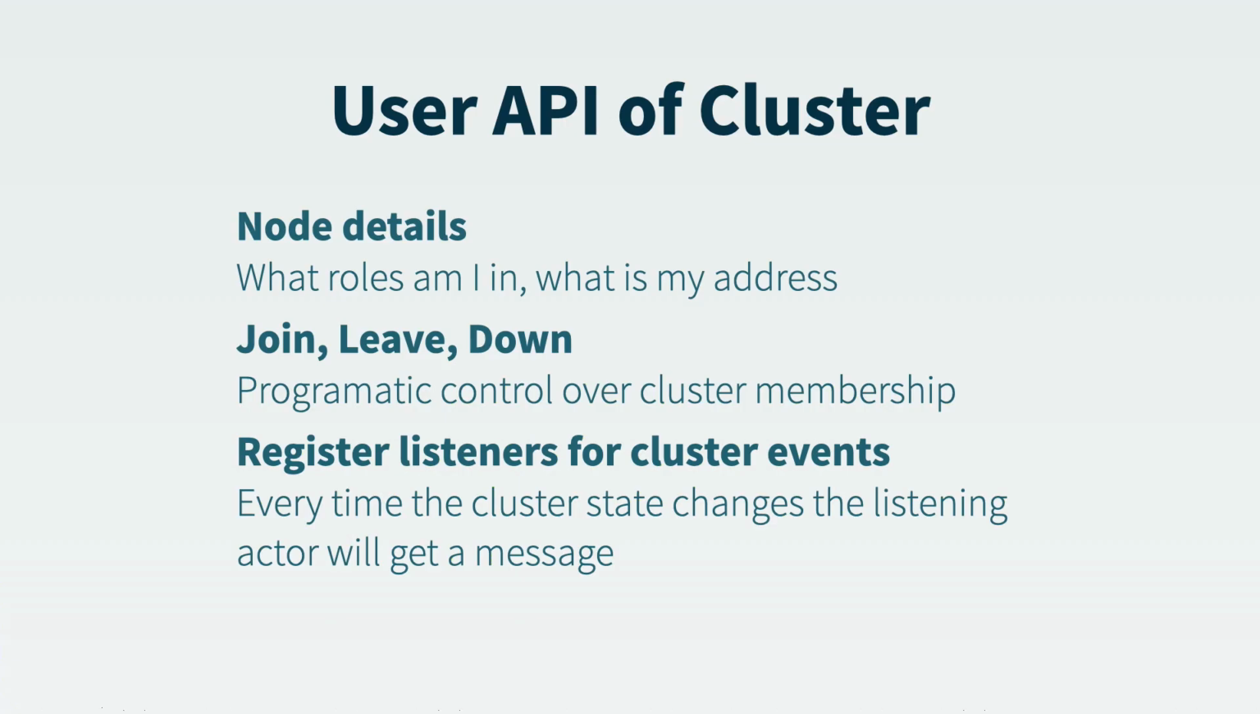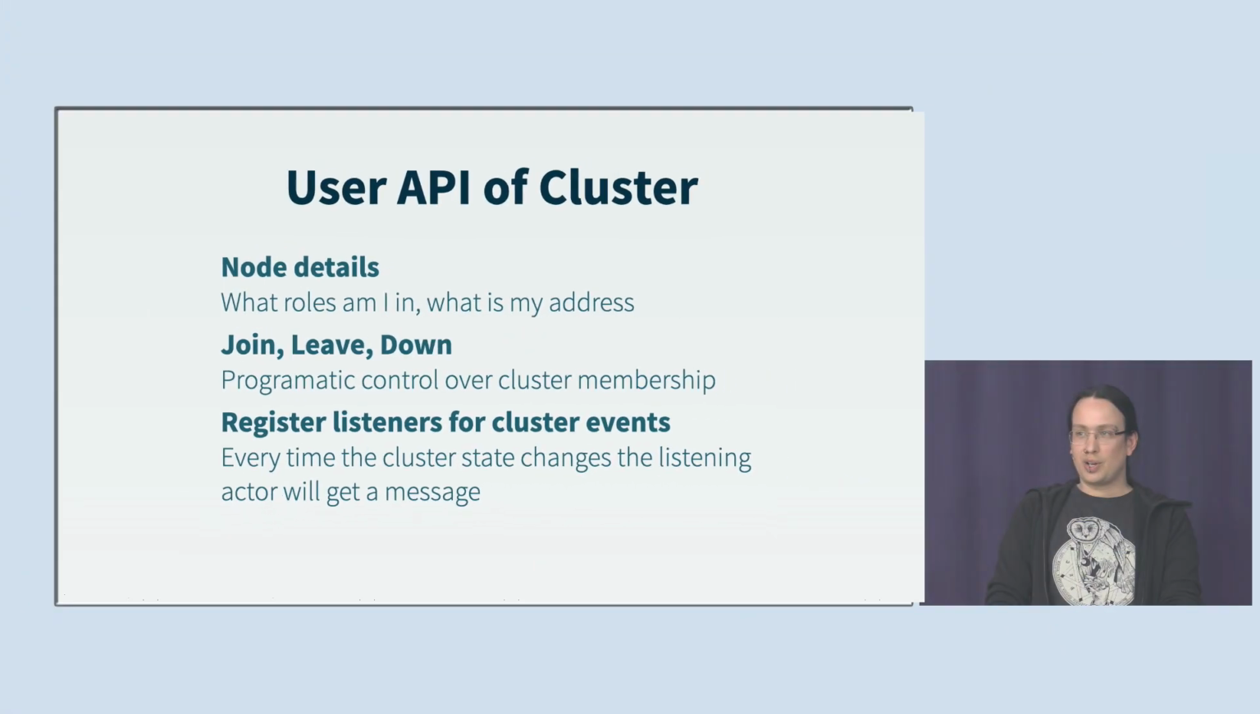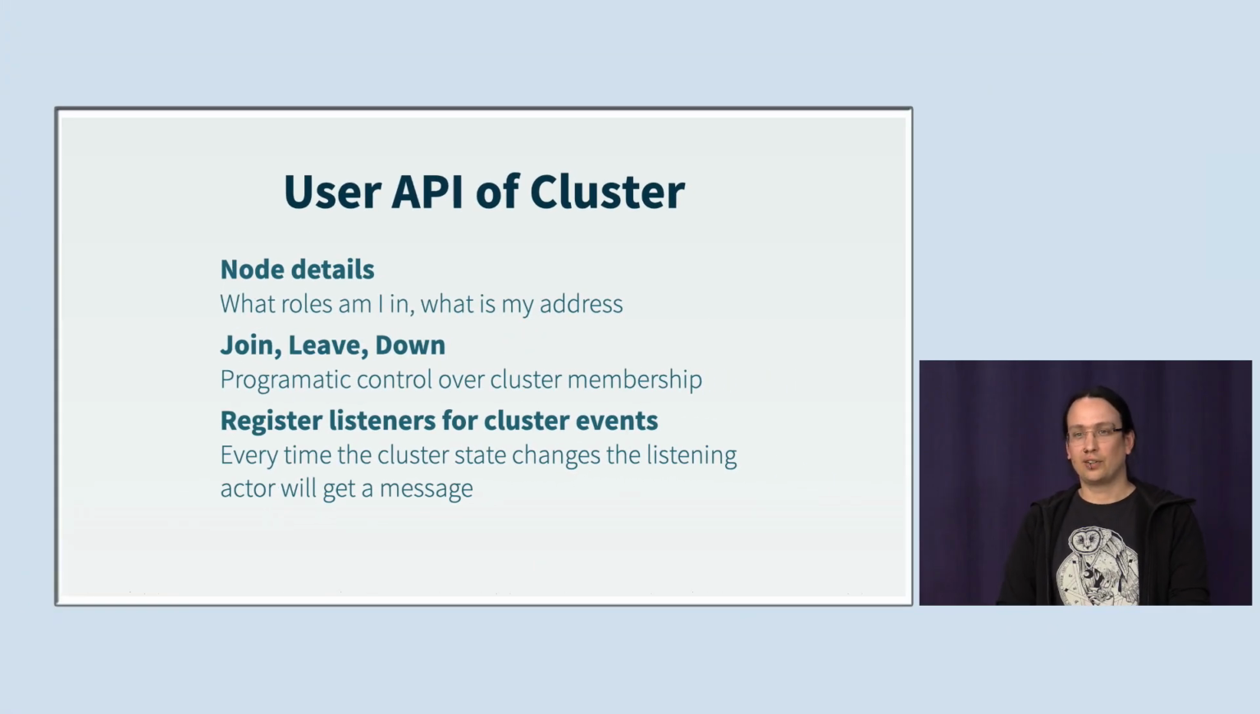Surprising animations. So the user API of this is very limited. It's basically a way to know about the node itself that I'm in right now. The code that I'm running in an actor can see: am I in the cluster? Have I joined the cluster? Have I left the cluster? What is my address? Stuff like that.